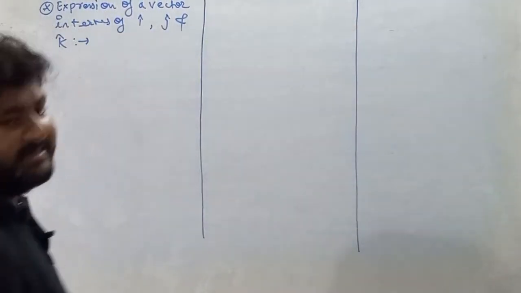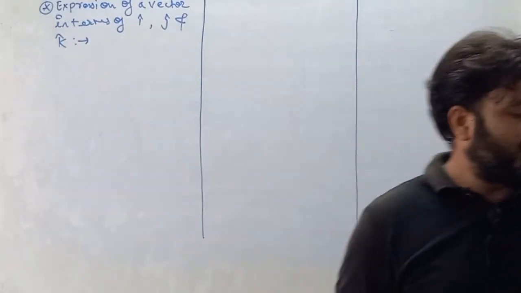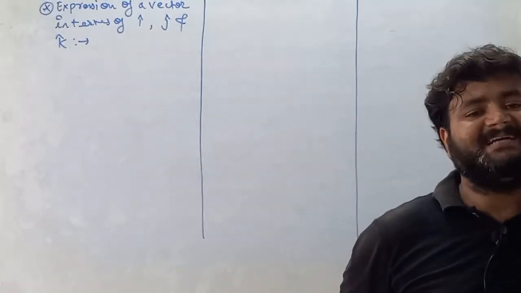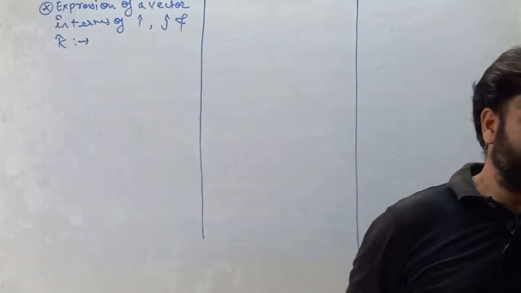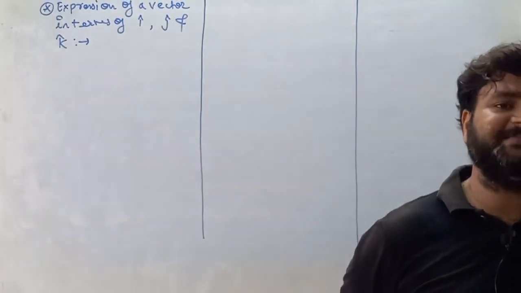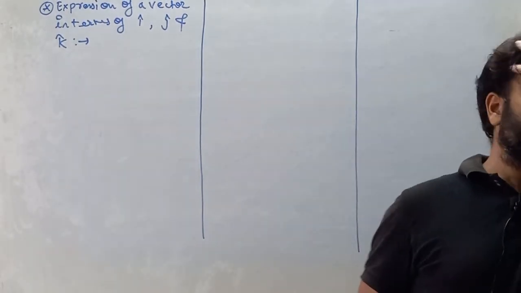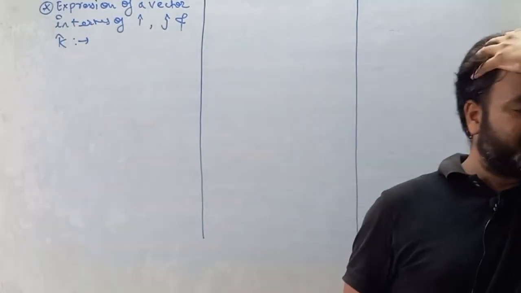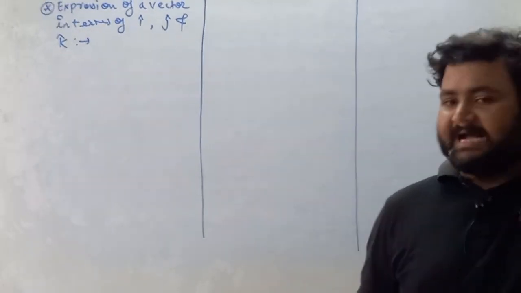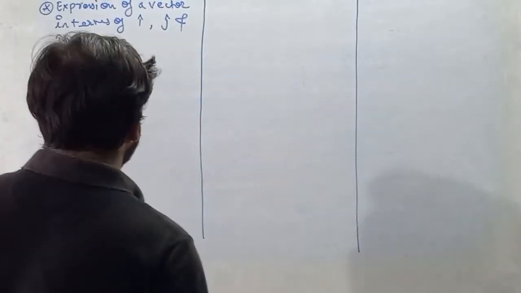My dear students, we all know i cap, j cap and k cap are the unit vectors along x-axis, y-axis and z-axis. Along x-axis, the unit vector is i cap. Along y-axis, the unit vector is j cap, and along z-axis, the unit vector is k cap. So now we are writing an expression of a vector in terms of i cap, j cap and k cap.